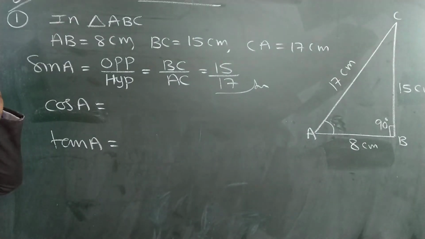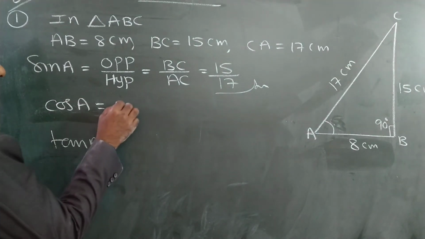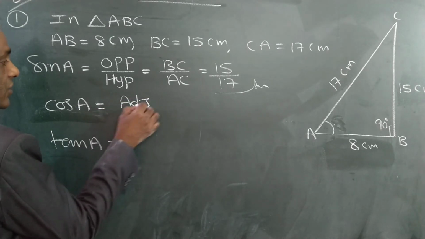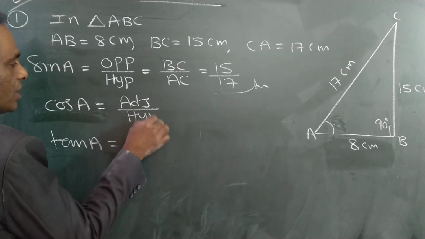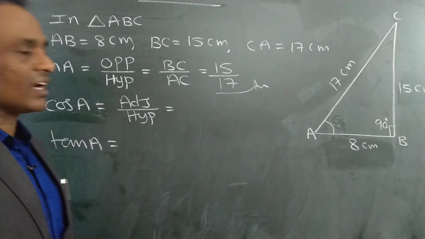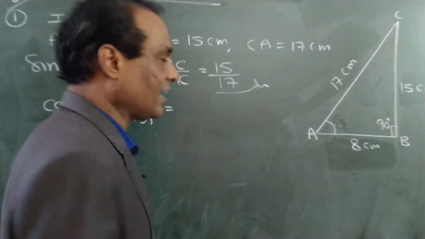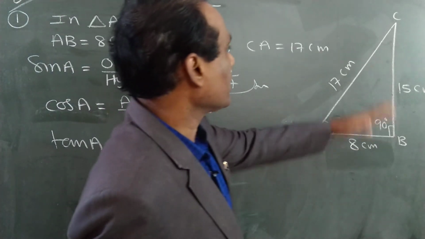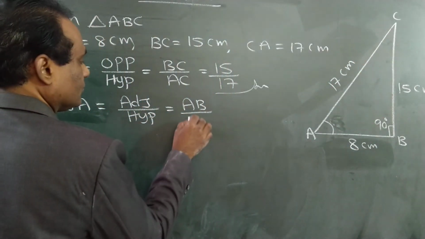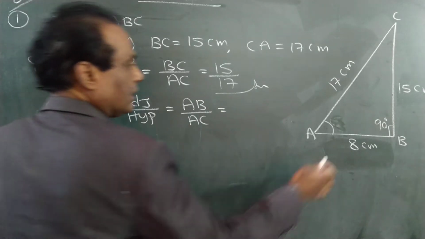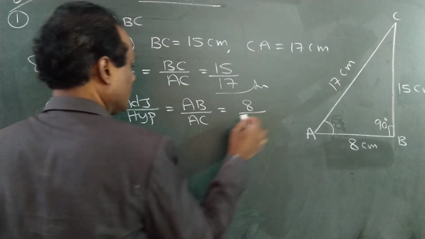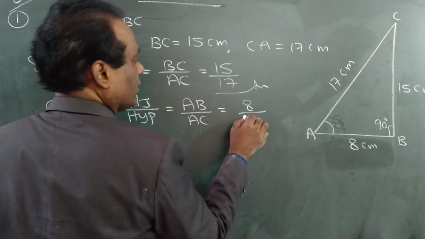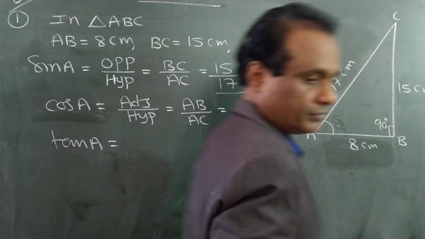What is the cos definition? Just look at the formula. Every time, look at the formula. Adjacent by hypotenuse. This is the formula for cos. What is the adjacent side? This is the adjacent side, AB. Hypotenuse is AC. AB is 8, AC is 17. Write down.